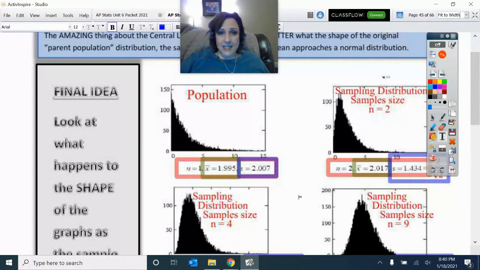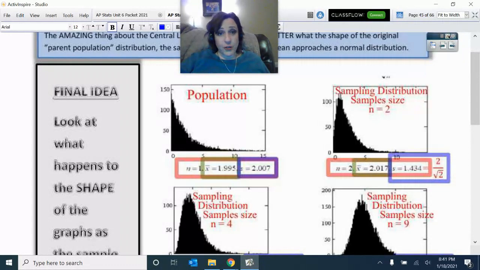This is computer simulated data so we can see what's happening. Here's a sampling distribution made of samples of size 2. You would take 2 random pieces from the first picture, average them, and then drop it down. Notice our center still stays about 2. Our average is still about 2. But look at this standard deviation. It is smaller. Guess why? Because it is 2 divided by the square root of n, which is 2, and that's how you get that 1.43. So it is less varied. The average distance from the mean is less.